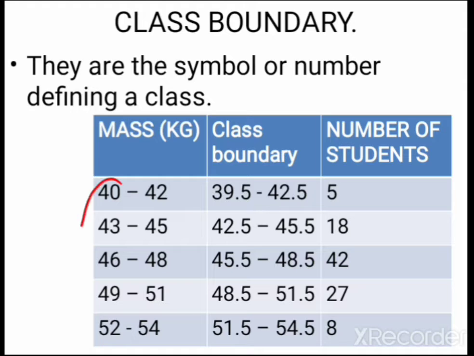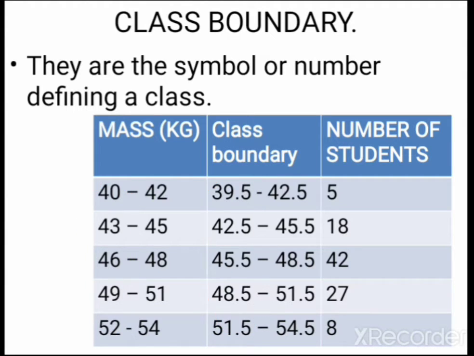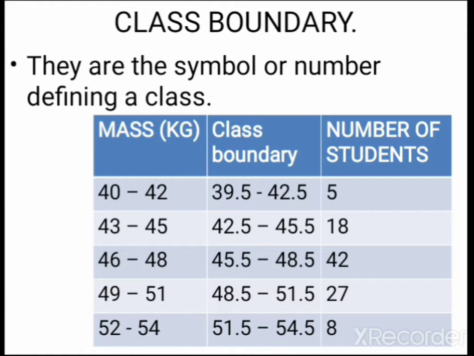These are the lower class interval. These are the lower class boundary. Then these are the upper class interval. These are the upper class boundary. How do we obtain our class boundary? It's very, very simple.